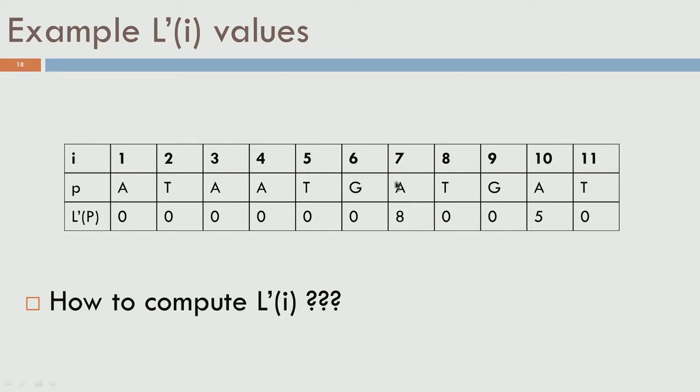Observe that AT also occurs here, but the symbol that occurs just before this AT is G, which is the same as the occurrence of G just before AT. Therefore, L prime of 10 is the value 5, and this is 0. So, this example is used to illustrate what the array L prime contains.